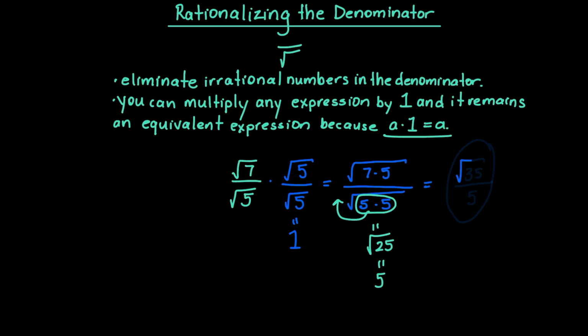So at the top, we have radical 35. At the bottom, we're left with 5. We cannot divide into a radical unless it's also a radical. So this is our final answer. Radical 35 divided by 5.